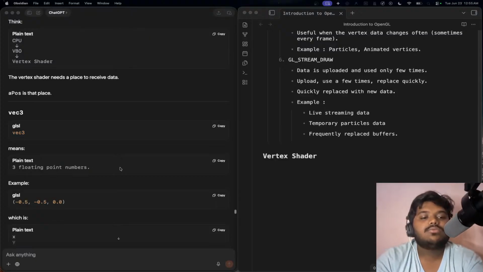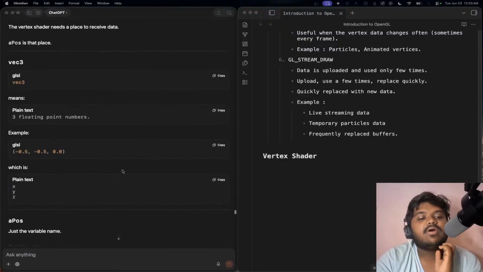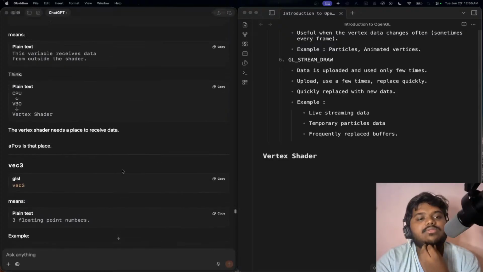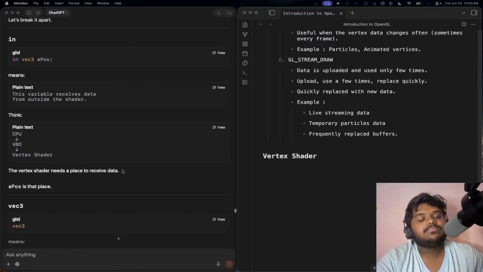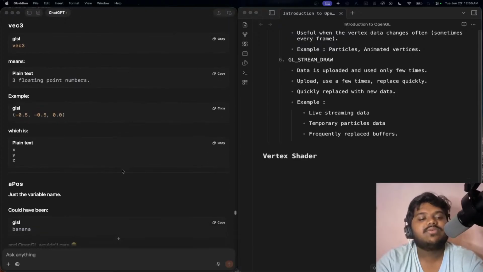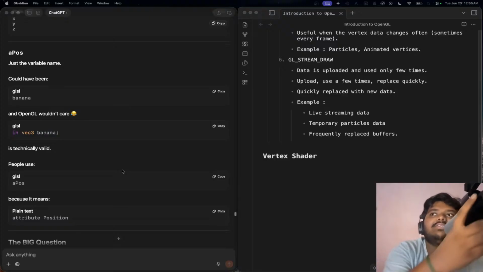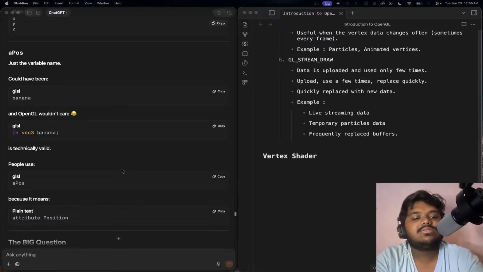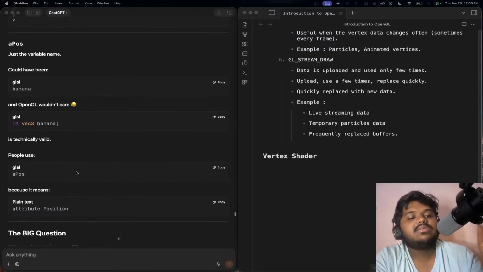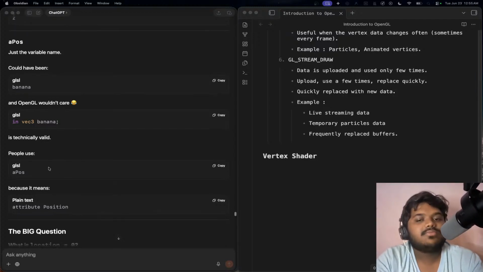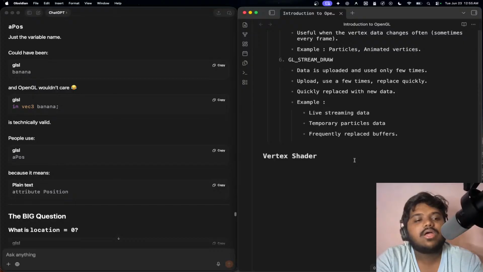Alright, so the example 0.5, minus 0.5 is just variable names. The position is just a variable name. OpenGL couldn't care less if it were banana. So it's just a variable name, and OpenGL doesn't care about that. It is technically valid because it's just a variable. So I think it doesn't care about that.